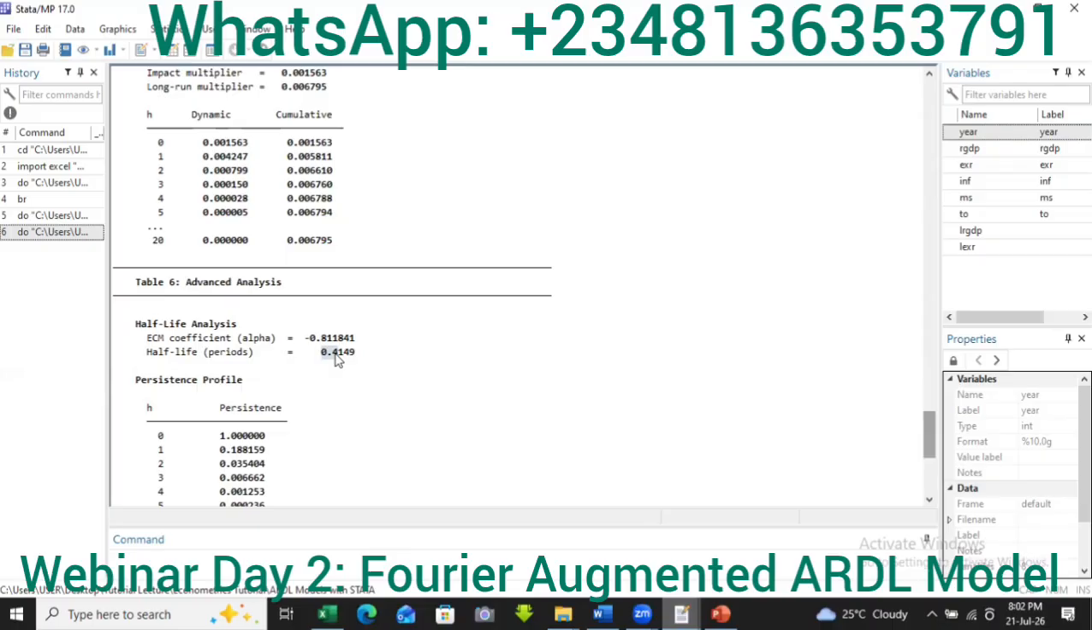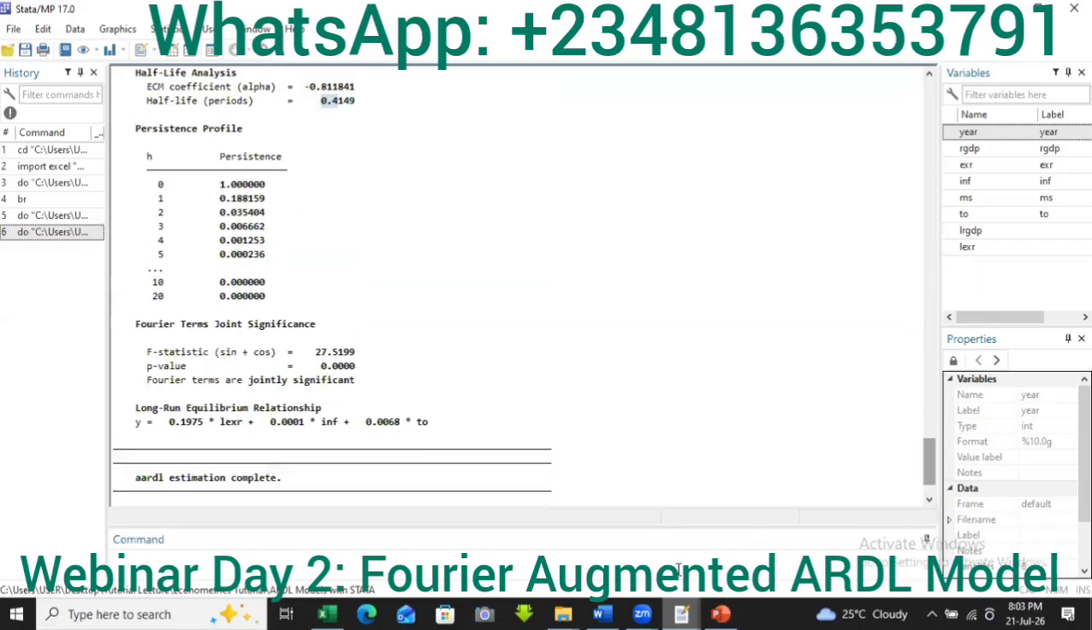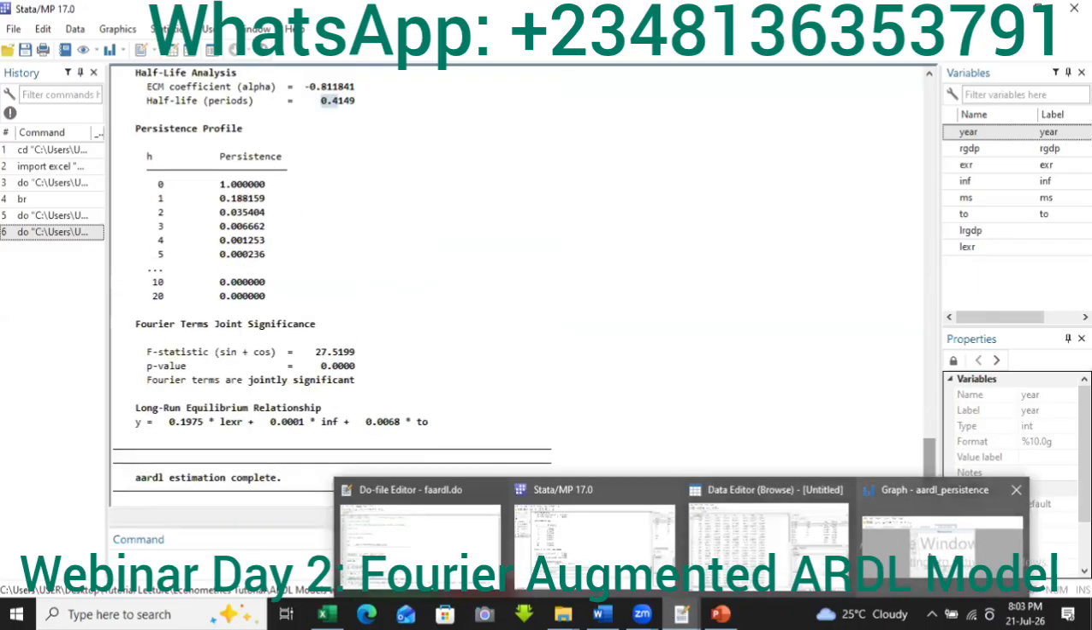Let me take that again. If there is a shock to real GDP, half of this effect will disappear within 6 months. That is what it means. So it takes about 6 months for half of the effect of the shock to disappear from GDP. So you may also want to look at the graph.